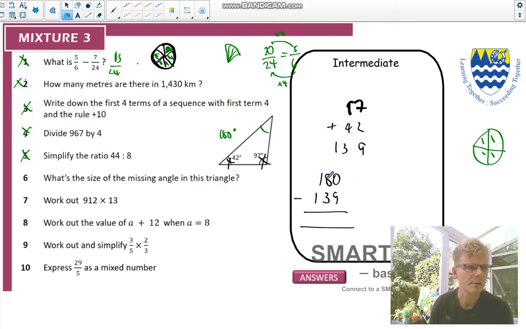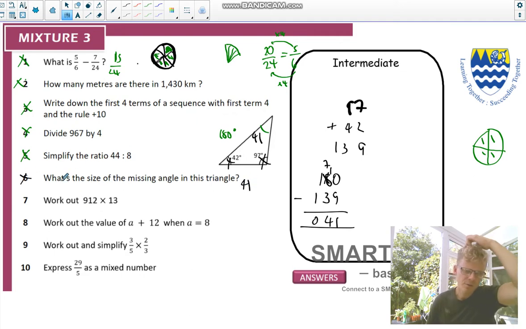0 take away 9 can't do. Let's borrow. So that goes down to a 7, and that becomes a 10. So 10 take away 9 is 1, 7 take away 3 is 4, and 1 take away 1 is nothing. So our missing angle there is 41. Okay.